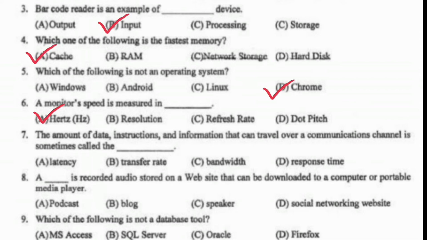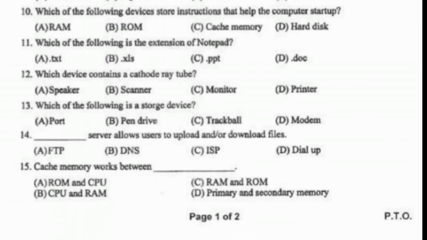The amount of data, instructions, and information that can be traveled over a communication channel is sometimes called bandwidth. A dash is recorded audio stored on a website that can be downloaded to a computer or portable media player. Podcast. Which of the following is not a database tool? Firefox. Which of the following devices stores instructions that help the computer start up? Hard disks. Which of the following is the extension of notepad.txt?